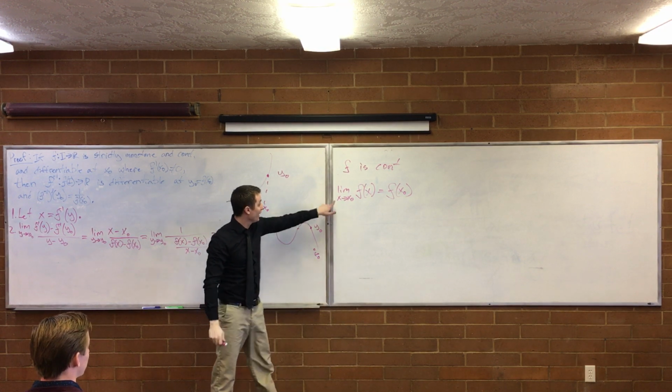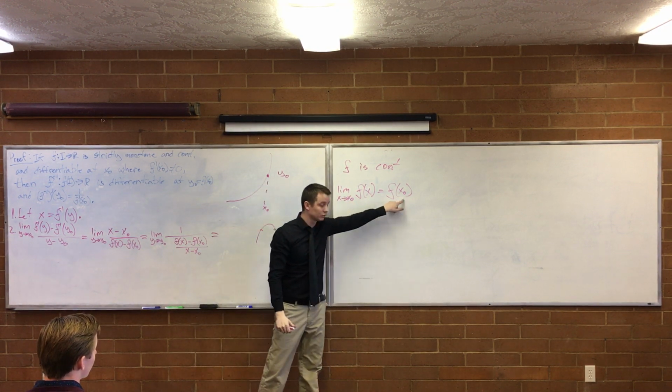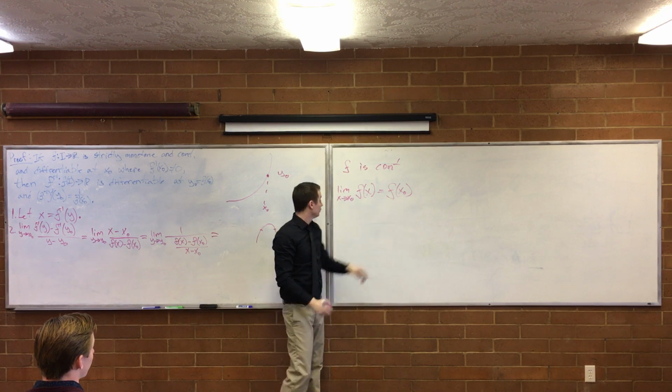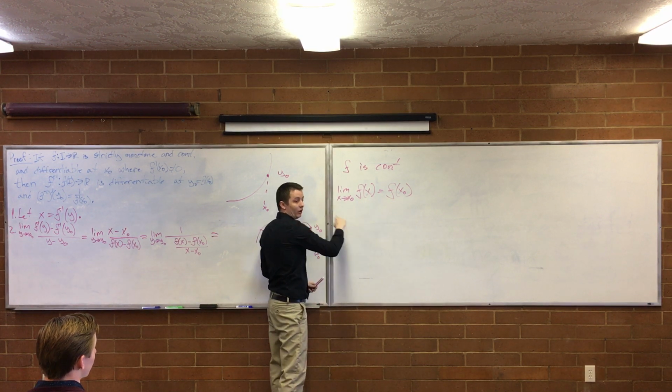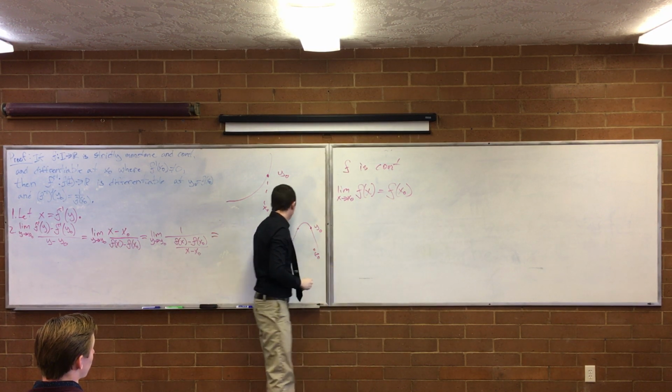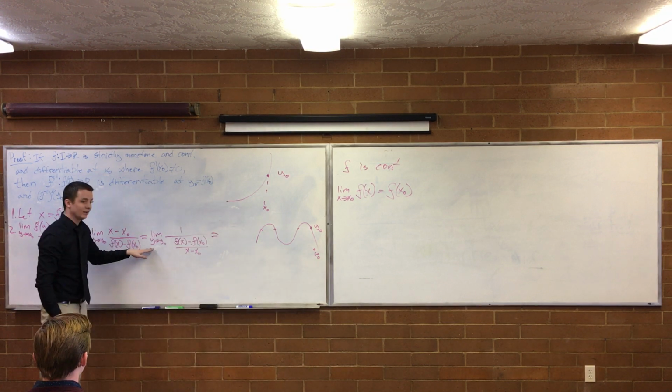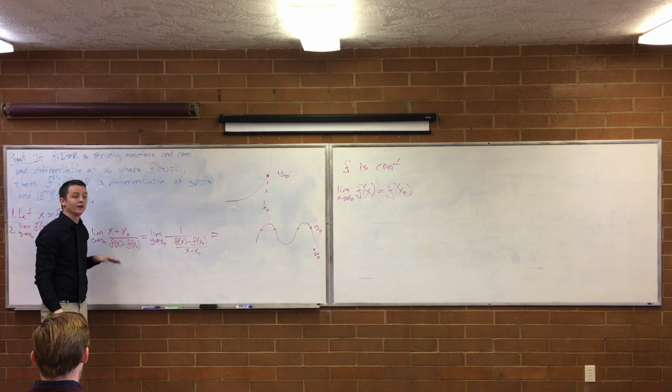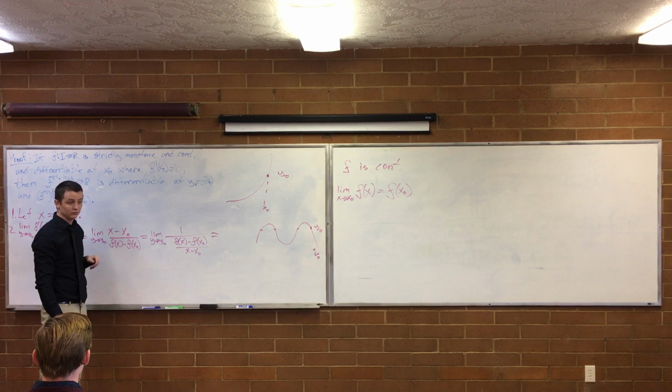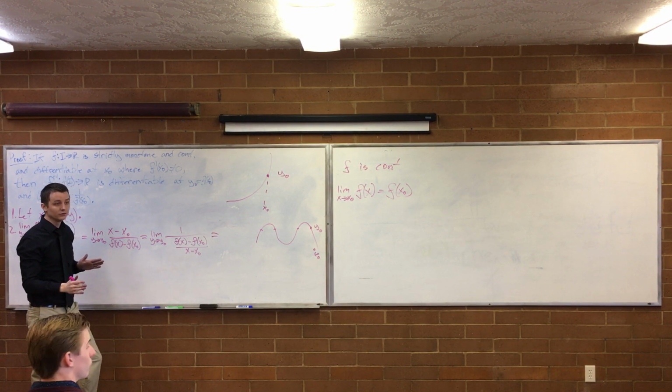Right. We know that as x approaches x naught, f of x approaches f of x naught. So we know that as x approaches x naught, y approaches y naught. Here we're doing it differently. We need to say that as y approaches y naught, x approaches x naught. It's backwards. Oh yeah, I see. You see that it makes a difference?